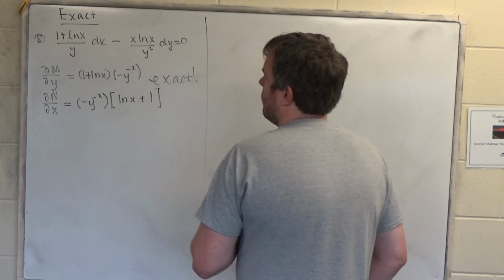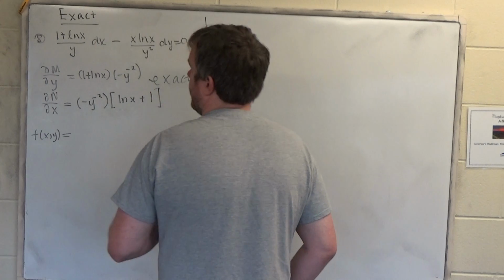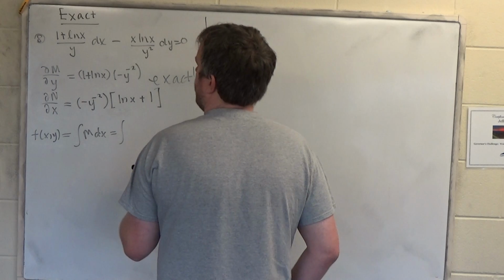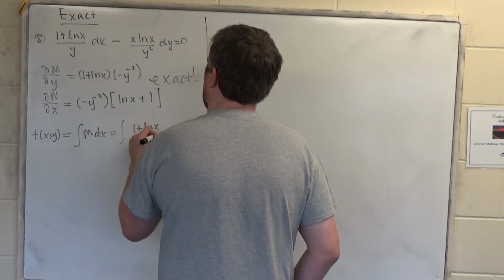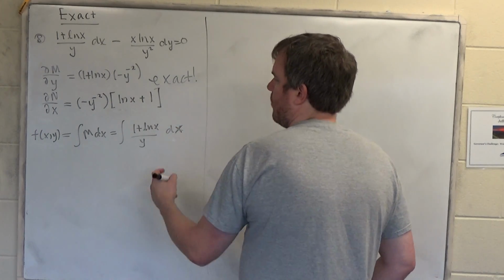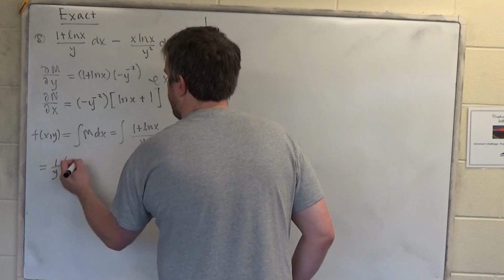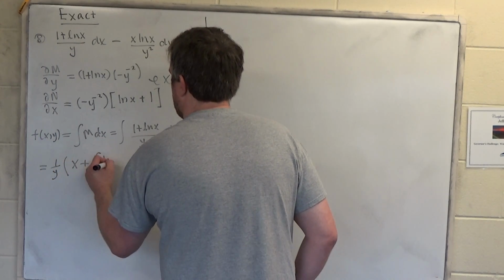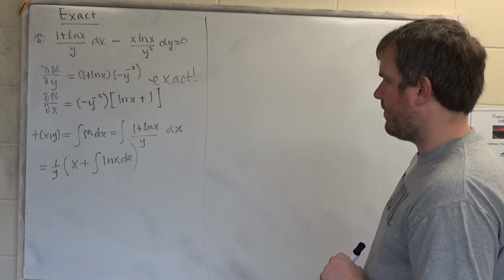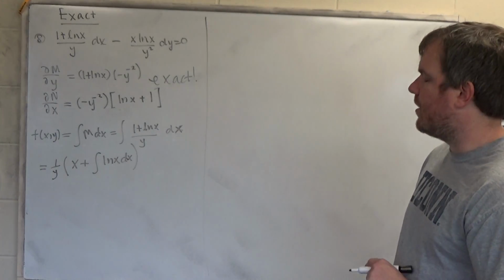Okay, so now what we do is we start finding f of xy. It's the integral of m dx, which is the integral of 1 plus log x over y dx. The 1 over y comes out as a multiplier. I have x plus integral log x dx, because the integral of 1 dx is pretty easy. And now, to do this integral, I need to integrate by parts.